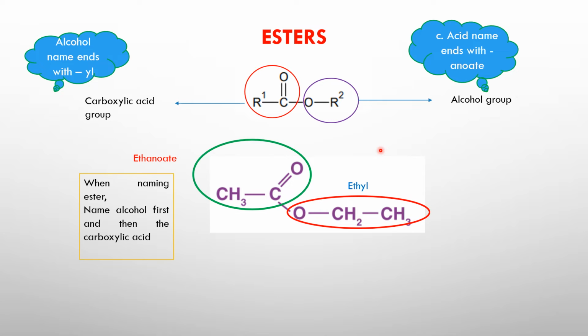I hope you are able to look at the difference in the two different things we have learned here. When we are naming an ester, we are going to name the alcohol group first. And when we are drawing the ester, we are going to draw the carboxylic acid group first.